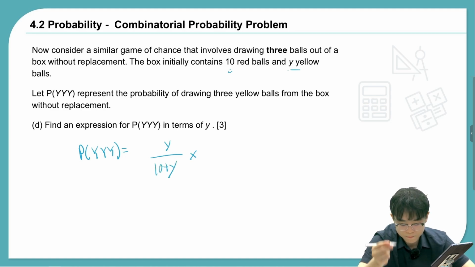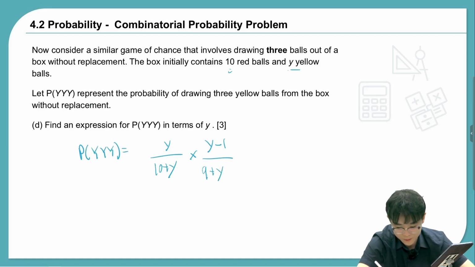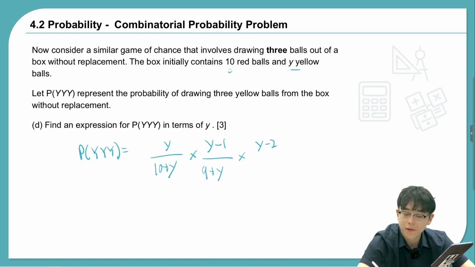Then we multiply the next case. So if we already drew one yellow ball, then there's y minus 1 yellow balls remaining. And then there's 9 plus y total balls remaining. And then we have y minus 2 over 8 plus y.